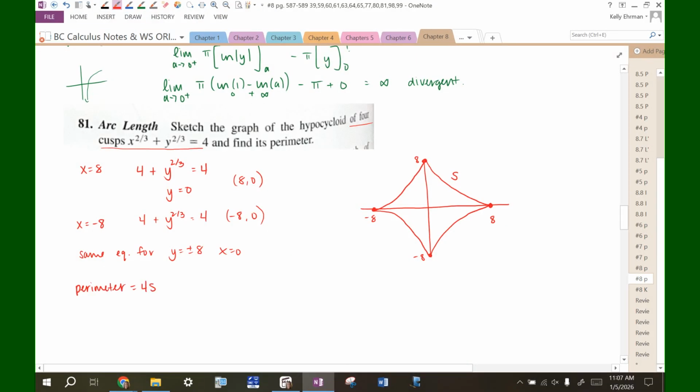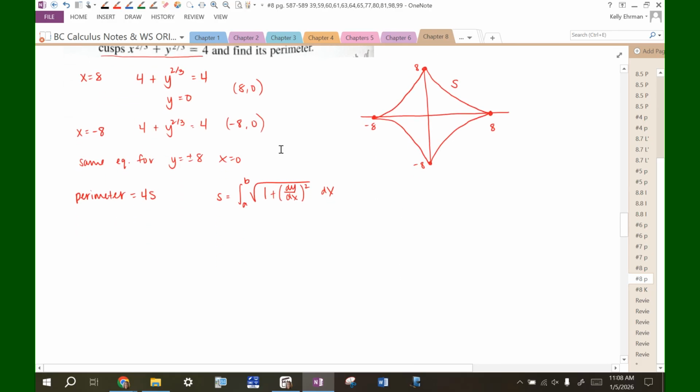4s. And s is an arc length. Remember back in chapter 7, we had an arc length formula that said it's the integral from a to b of the square root of, what was it? 1 plus dy/dx squared, dx. I think this was it. That seems right. Okay. So in order to make this happen, I'm going to do this first quadrant one here. So I'm going from 0 to 8. Got that much. I need to figure out dy/dx though.